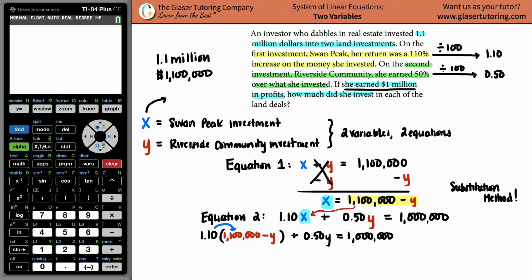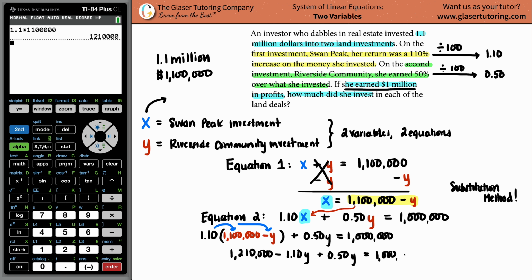So it seems like we just have to do a little bit of distributing here. So 1.1 times 1,100,000. We get 1,210,000 minus 1.10y plus 0.50y equals 1 million. Now I'm going to do two cancellations at the same time.